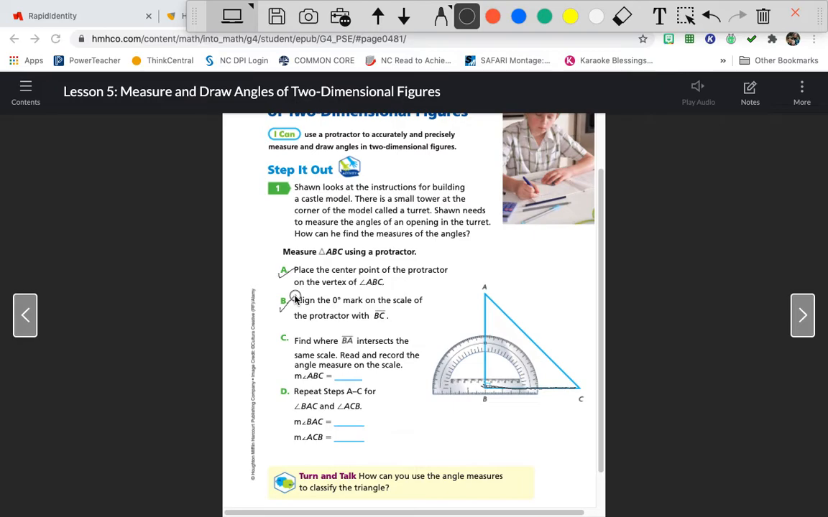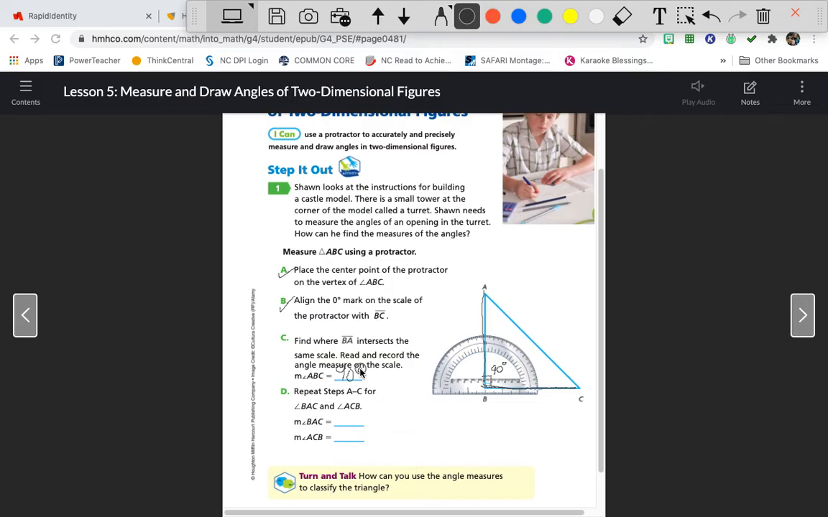Find where line segment BA intersects the same scale. Read and record the angle measure on the scale. So line BA, they want to find where it intersects and meets at the same point, and you're going to see that that meets at that 90-degree mark. So we're going to say angle ABC is 90 degrees.